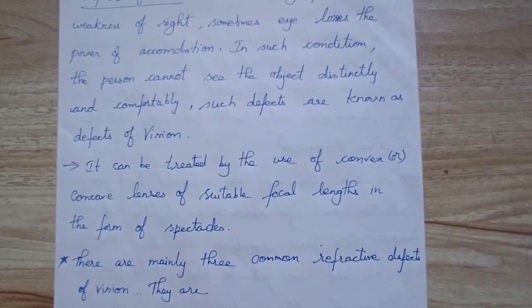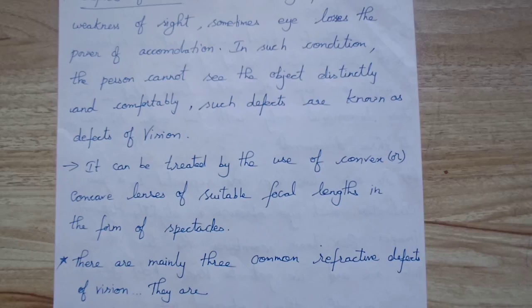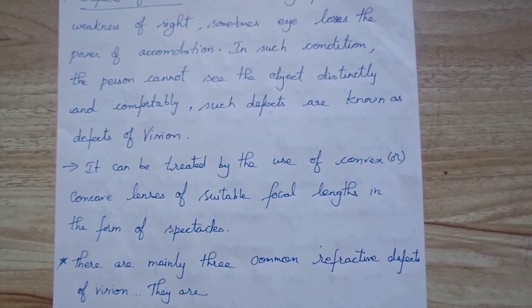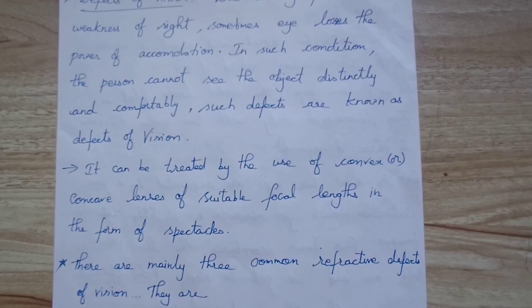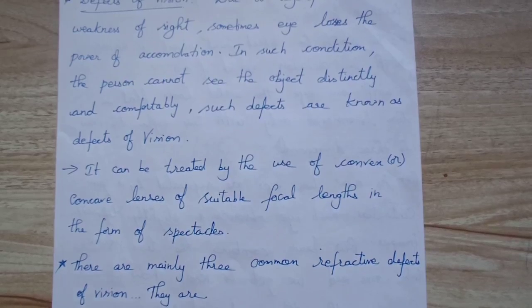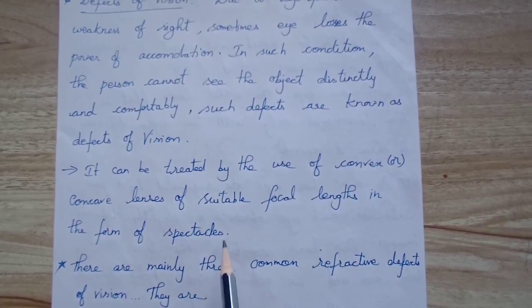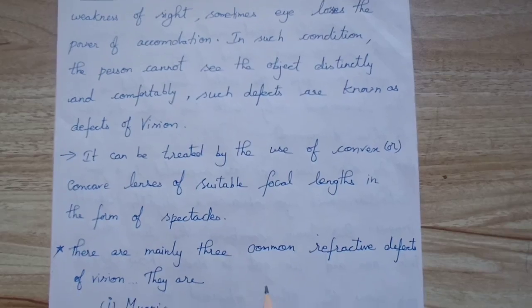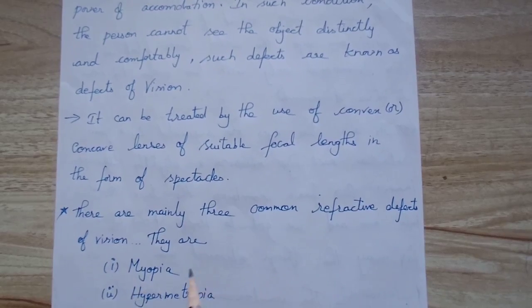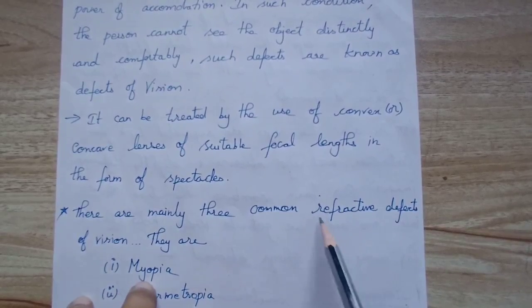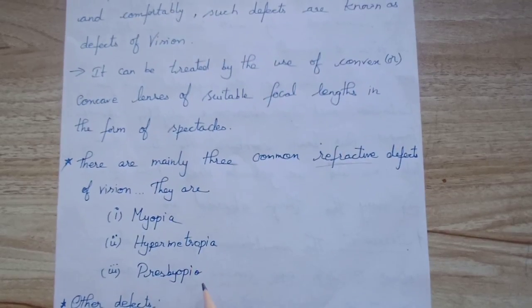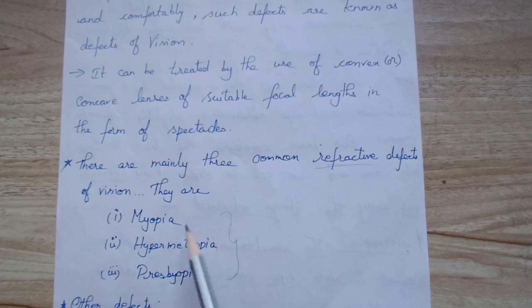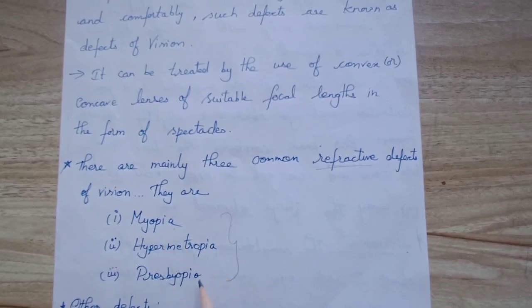We can combine lenses, right? So we can have a convex lens or concave lens, whatever is required, based on the defect and also based on how much power is required. On that basis we can use the spectacles. There are mainly three common refractive defects of the vision: myopia, hypermetropia and presbyopia. These are the three common defects due to refraction.